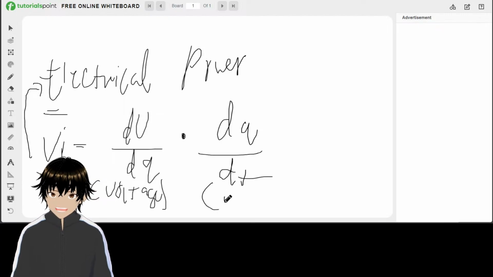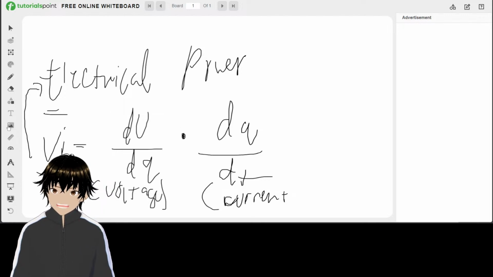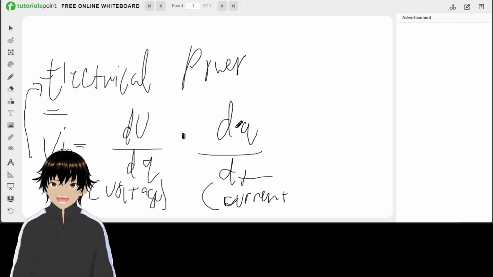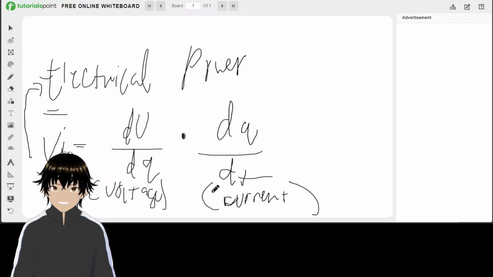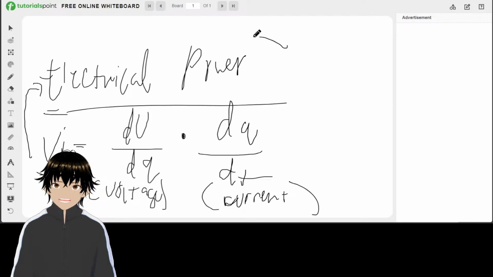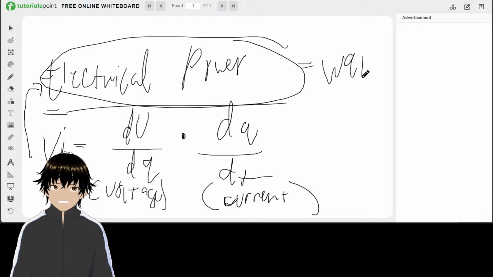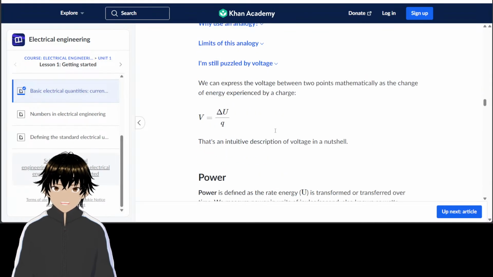Okay, so this is voltage, this is current. It makes sense that it is VI because V is the sign for voltage and I is the sign for current. So we have current, which is basically just the rate of charge over time, and that's going to give us electrical power. And apparently the unit of electrical power is measured in watts.